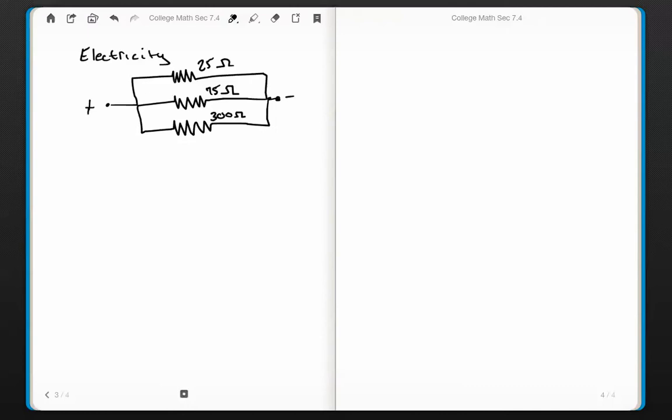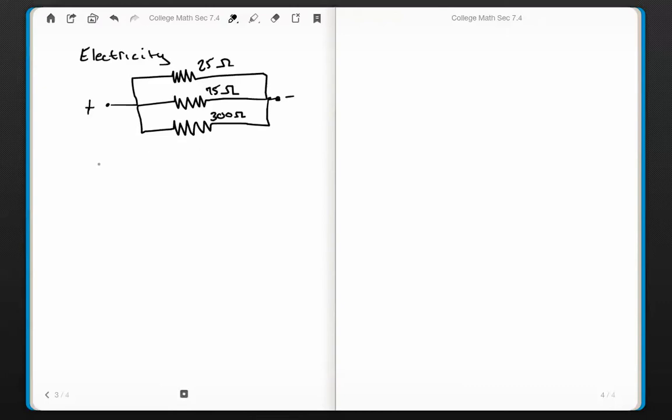And we want to figure out, now the electricity has a choice. It could go through the 25 ohm resistor, but that's a lot of juice to go through one resistor. Some of it is going to go through here, and a little bit will actually take the long way and go through the 300 ohm resistor. Say this is a heating coil, and this is maybe a light bulb.